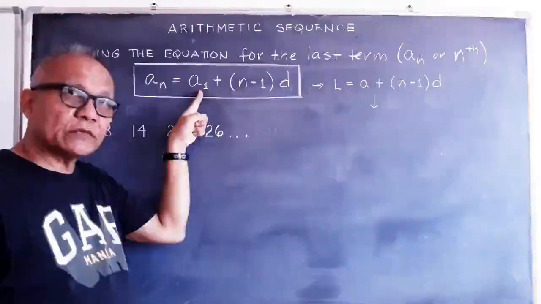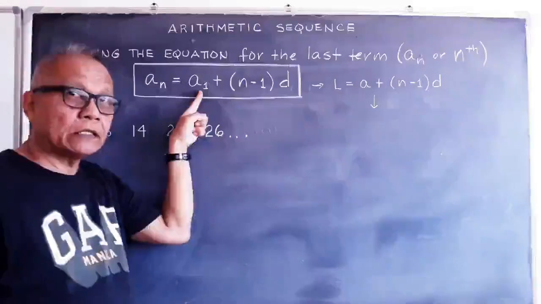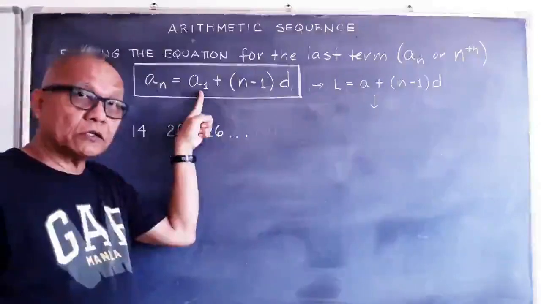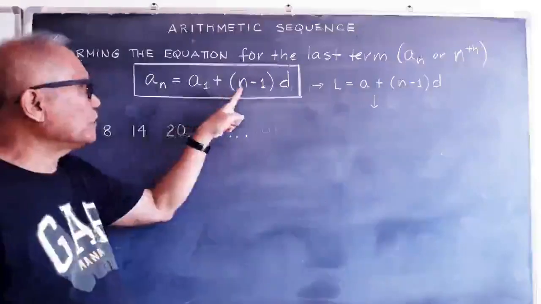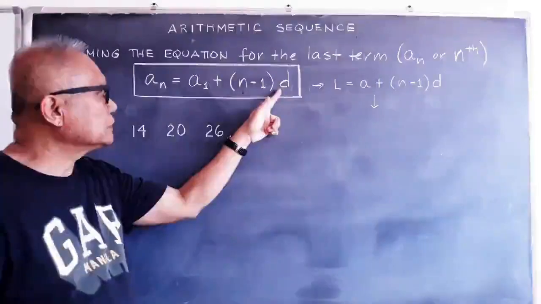When we say first term, it does not mean that that one is n equal to 1. It could be the 25th term is your first term. And then the number of terms is n, and d is the common difference.